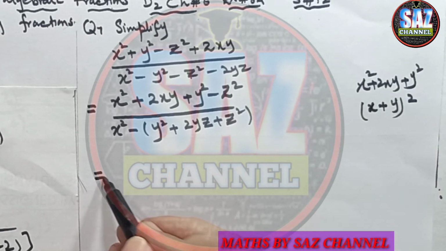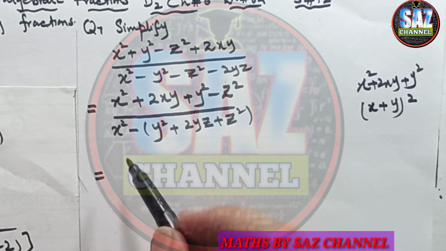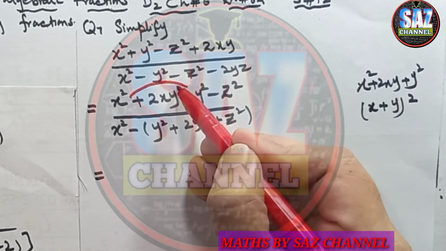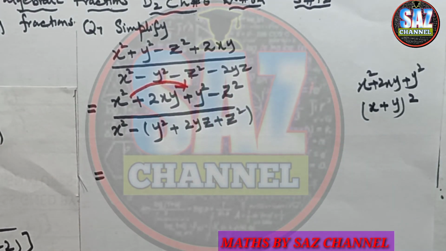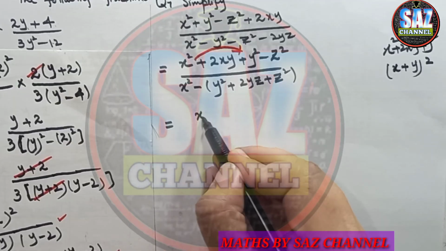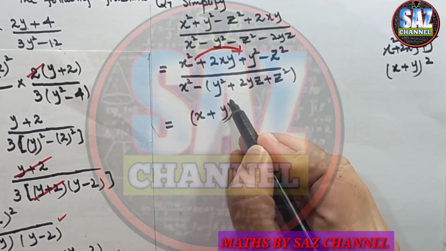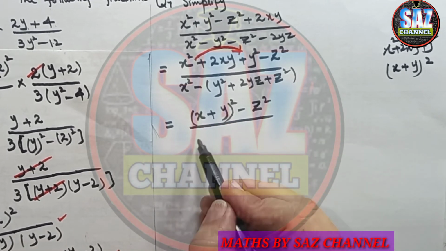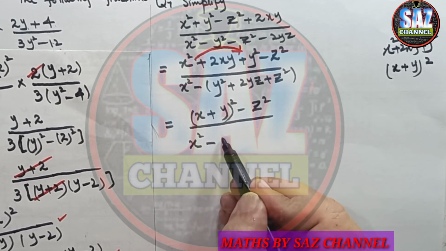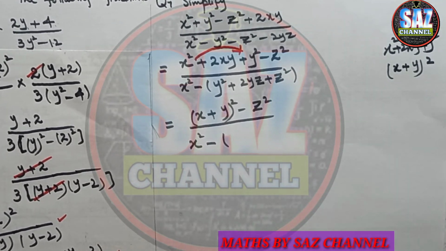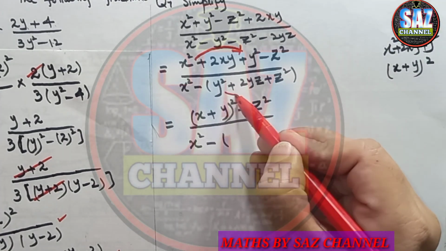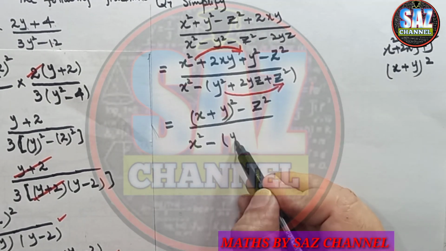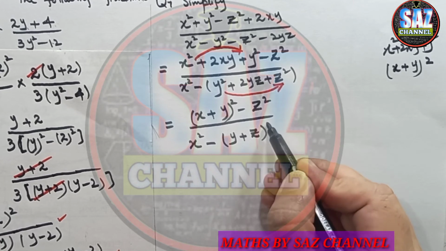Now in the next step, I will write these three terms, because they are forming the identity, x square plus 2xy plus y square in the form of a plus b whole square, and it will take the form x plus y whole square minus z square. And now coming to the denominator, I can write x square as it is minus, now again if we look at y square plus 2yz plus z square, it can also be written in the form of a plus b whole square. So it will take the form y plus z whole square.